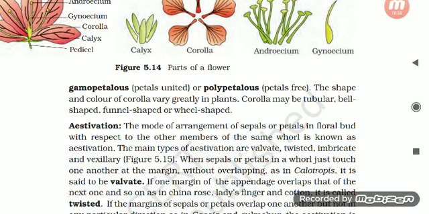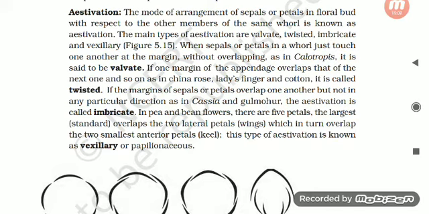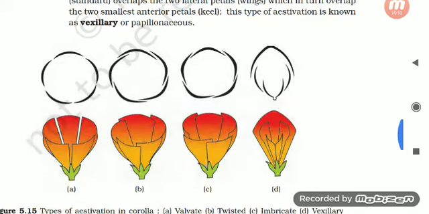If one margin of the appendage overlaps that of the next one, and so on, as in china rose, lady's finger, and cotton, it is called twisted. If the margins of sepals or petals overlap one another but not in any particular direction, as in cassia and gulmohar, the aestivation is called imbricate. In pea and bean flowers, there are 5 petals. The largest, standard, overlaps 2 lateral petals, wings, which in turn overlap the 2 smallest anterior petals, keel. This type of aestivation is known as vexillary or papilionaceous.